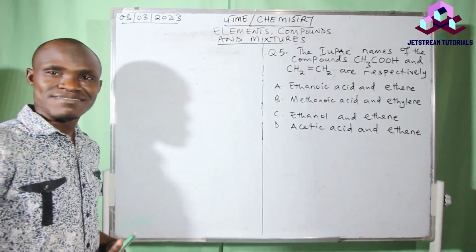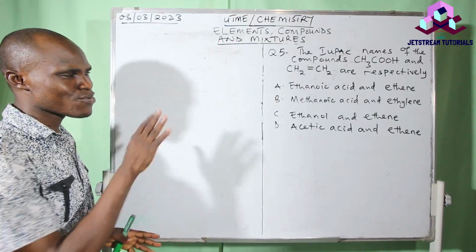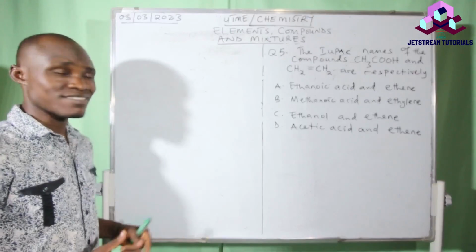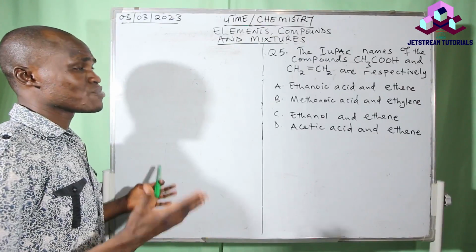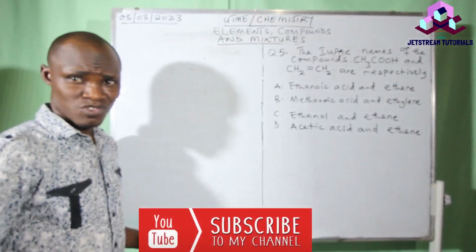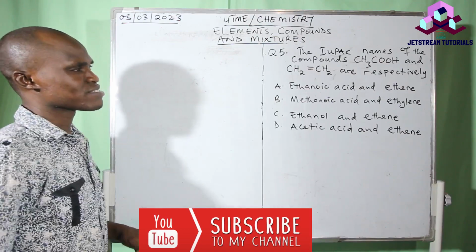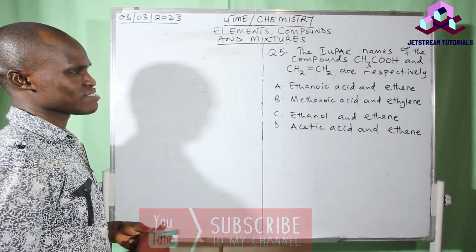acetic acid and ethene. So now if you look at the whole option, you get to realize, which one is actually the correct answer? The names may somehow look alike, but they are not. So let us take a look at ethanoic acid and ethene.